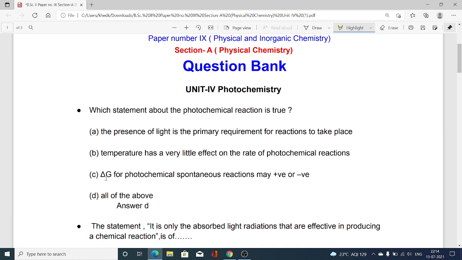Option C, that is the delta G, change in free energy, for photochemical reactions is spontaneous reactions. Delta G for photochemical spontaneous reactions may be positive or negative. This is also correct for the photochemical reactions, and hence for the first question, option D is correct one, that is, all the above is the correct option.